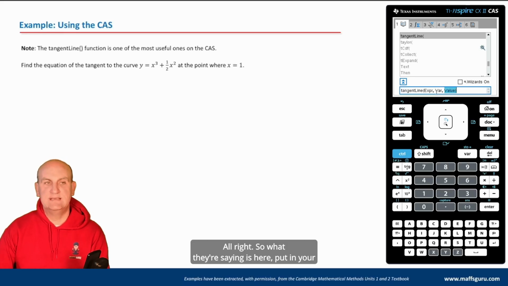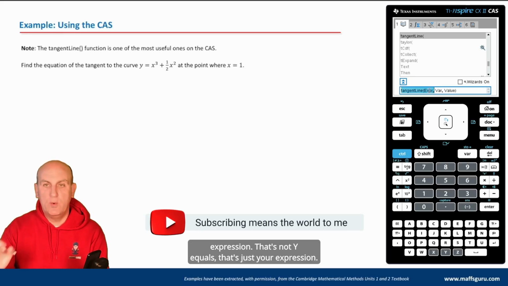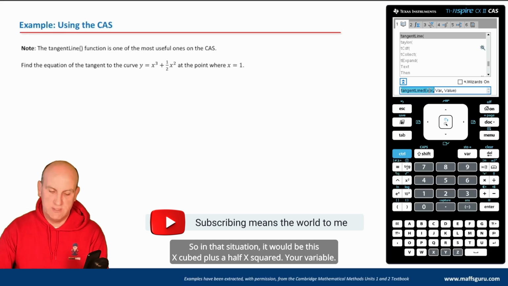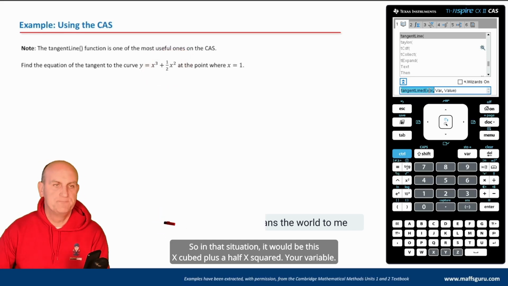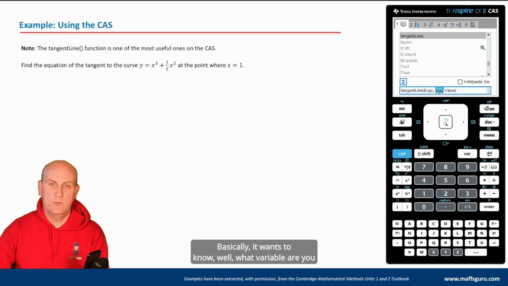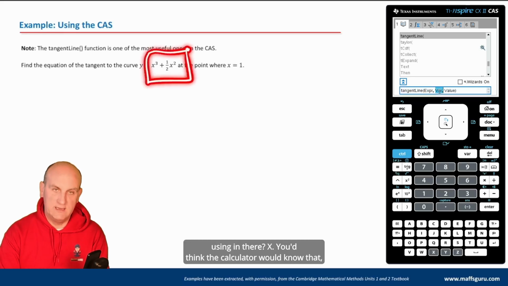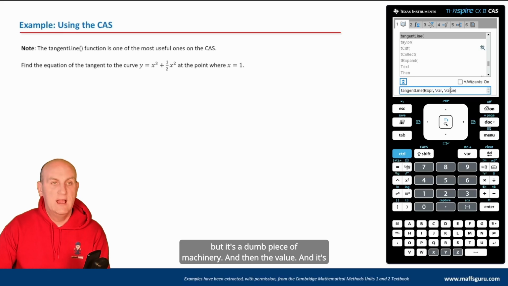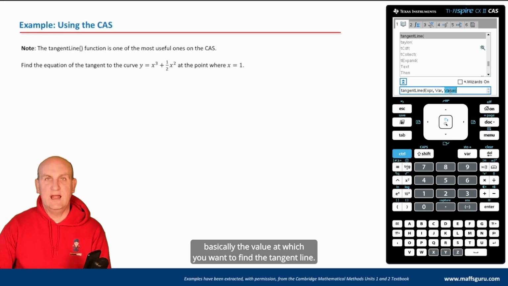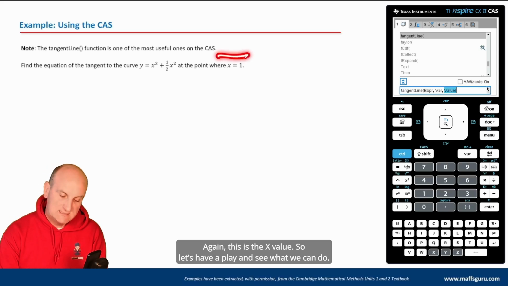So what they're saying here is, put in your expression. That's not y equals, that's just your expression. So in that situation, it would be x cubed plus a half x squared. Your variable, basically it wants to know, well, what variable are you using in there? X. You'd think the calculator would know that, but it's a dumb piece of machinery. And then the value is the value at which you want to find the tangent line. Again, this is the x value.